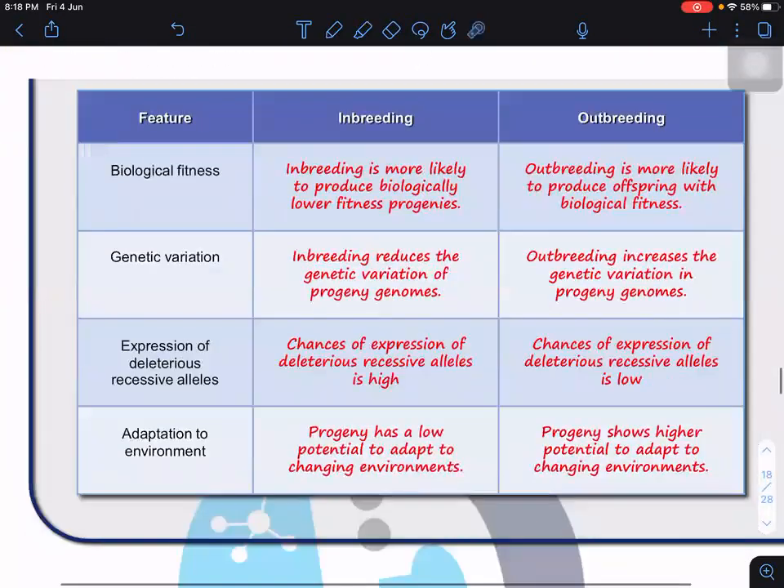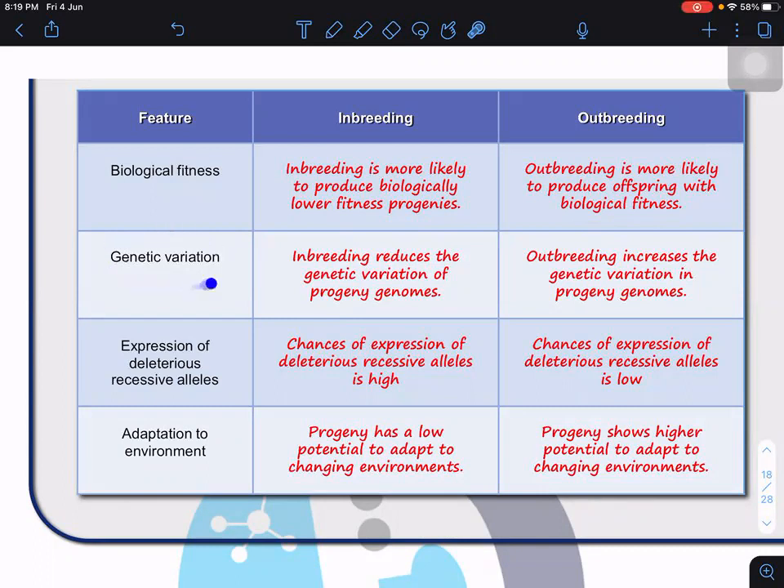Okay, in terms of biological fitness, whether they will be able to adapt or not. Inbreeding is more likely to produce progeny with lower biological fitness. That's why certain inbred animals can't survive in the wild. They have to be carefully kept in close proximity, because they cannot compete with others. Outbreeding is more likely to produce offspring with higher biological fitness, so they are able to adapt to wild environments.